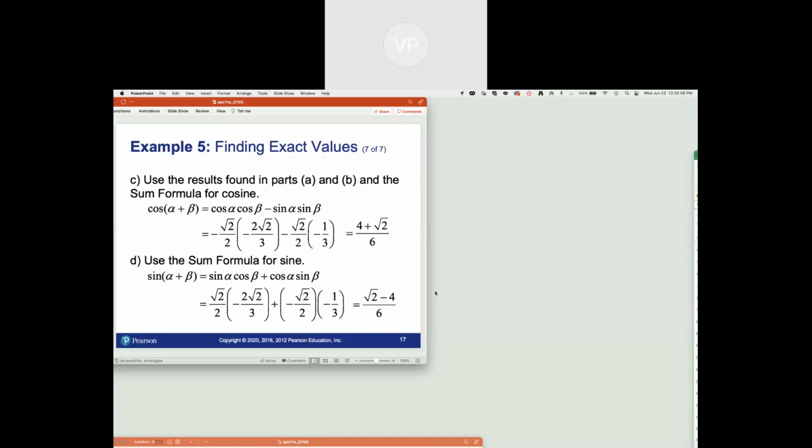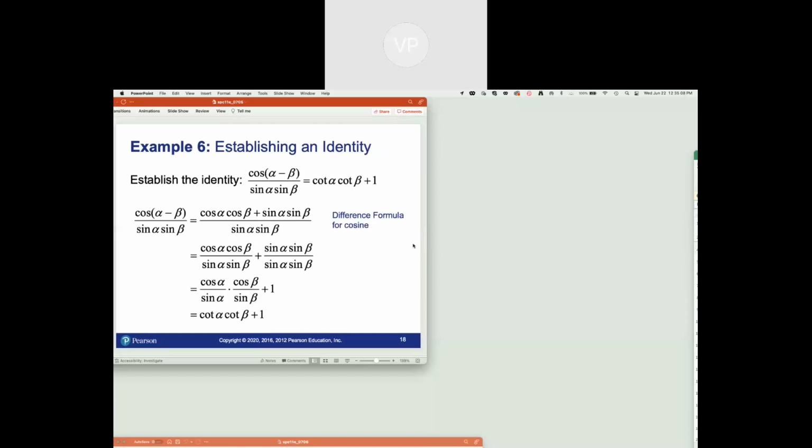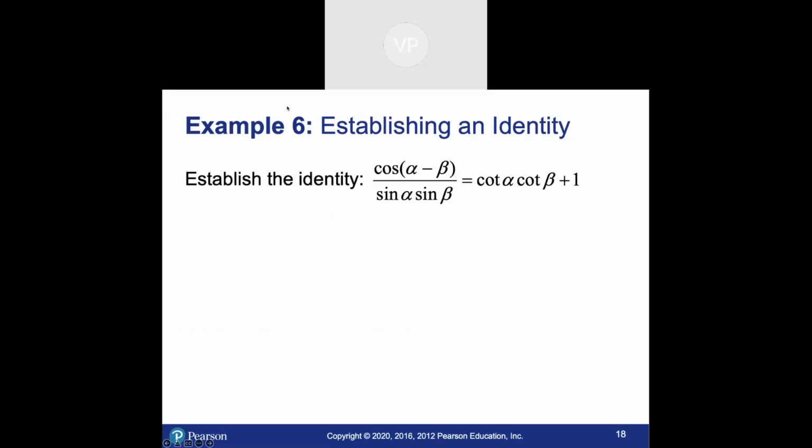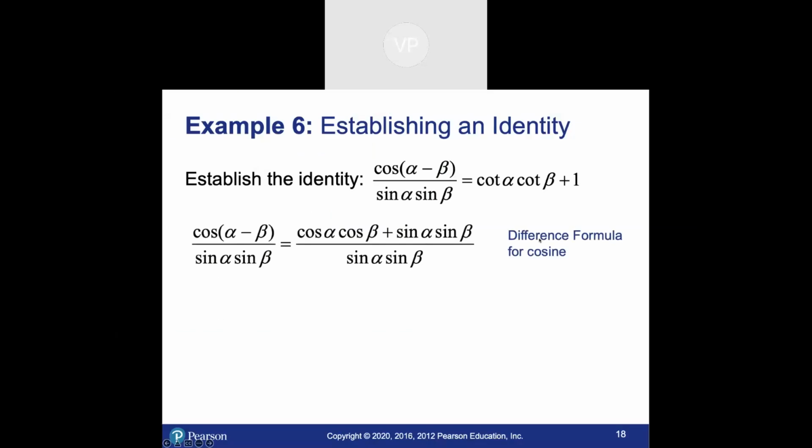Okay. So let's look at another one. Now we're back to what we did two days ago, establishing an identity. So we have this cosine of alpha minus beta all over sine of alpha sine of beta. That is supposedly going to equal cotangent alpha cotangent beta plus 1. Okay, so let me show you this here. Go step by step so you're not getting overwhelmed on these.